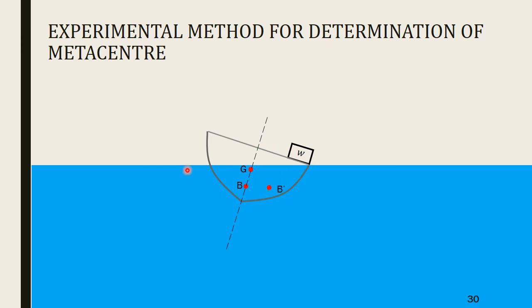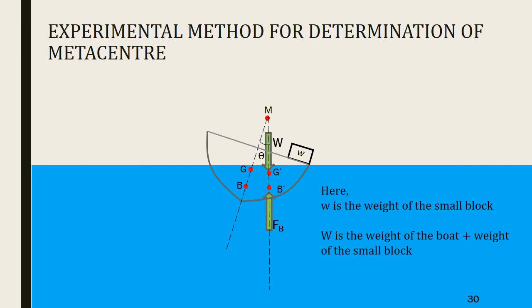So this would be B dash, through which buoyant force FB is acting. When you join it to the normal axis, you will get metacenter M, and the angle of tilt is theta. But the most important thing is that center of gravity has also shifted to G dash. And capital W, the weight of the boat plus the weight of the small body, is acting through G dash. So here small w is the weight of the block, whereas capital W is the weight of the boat plus weight of the small block.